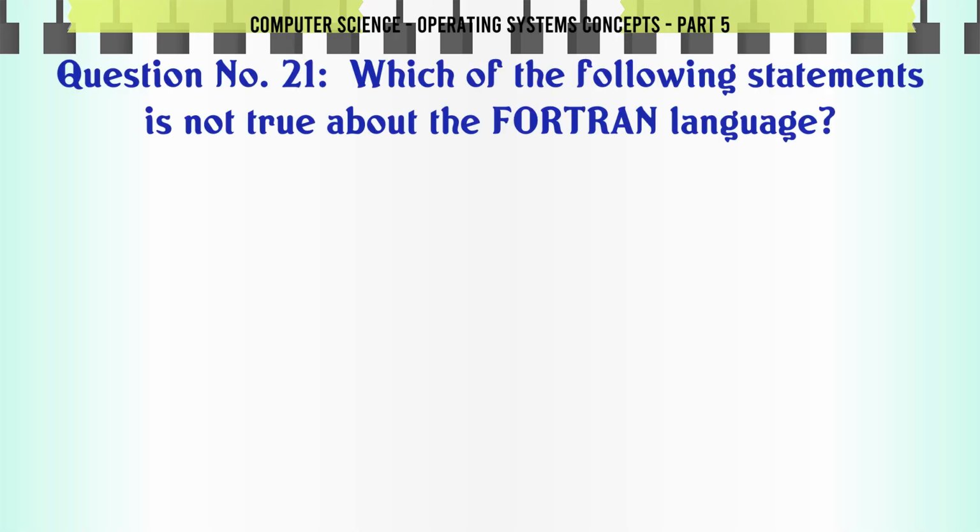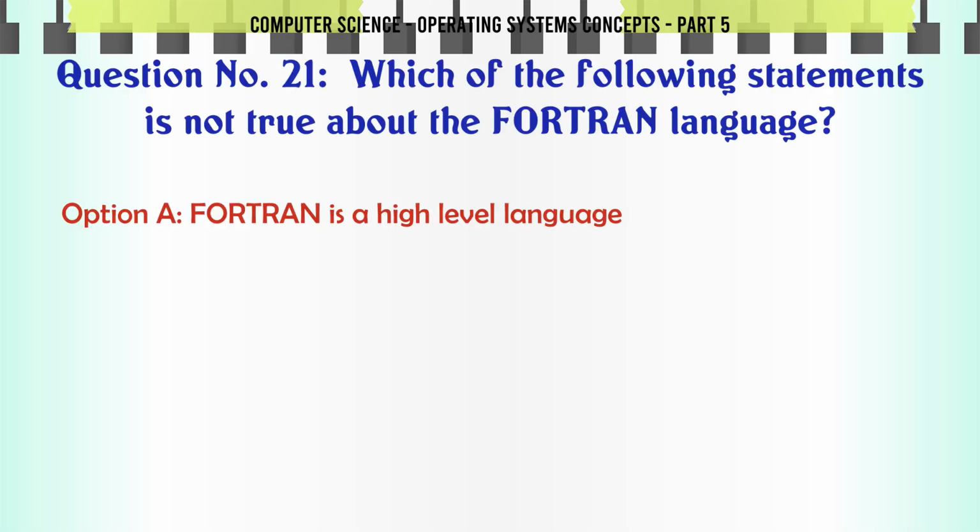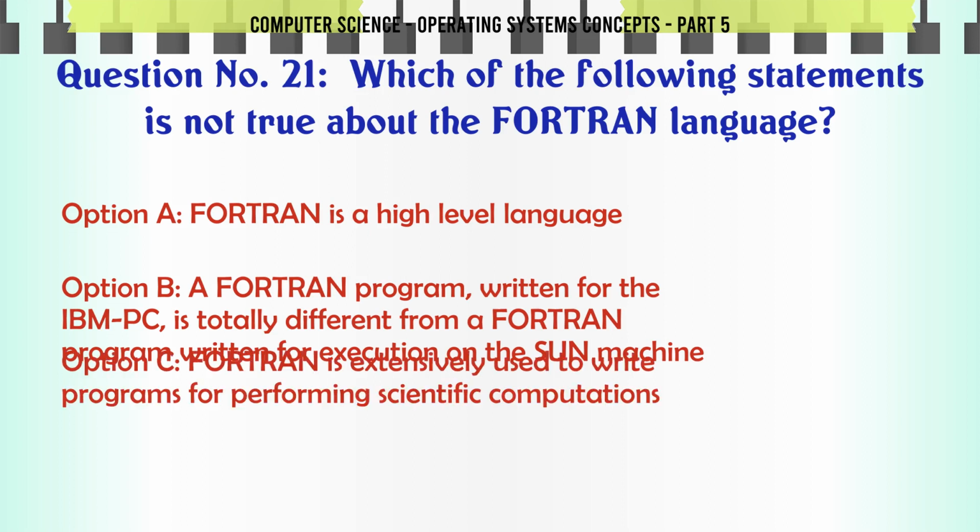Which of the following statements is not true about the FORTRAN language? A. FORTRAN is a high-level language. B. A FORTRAN program written for the IBM PC is totally different from a FORTRAN program written for execution on the Sun machine.